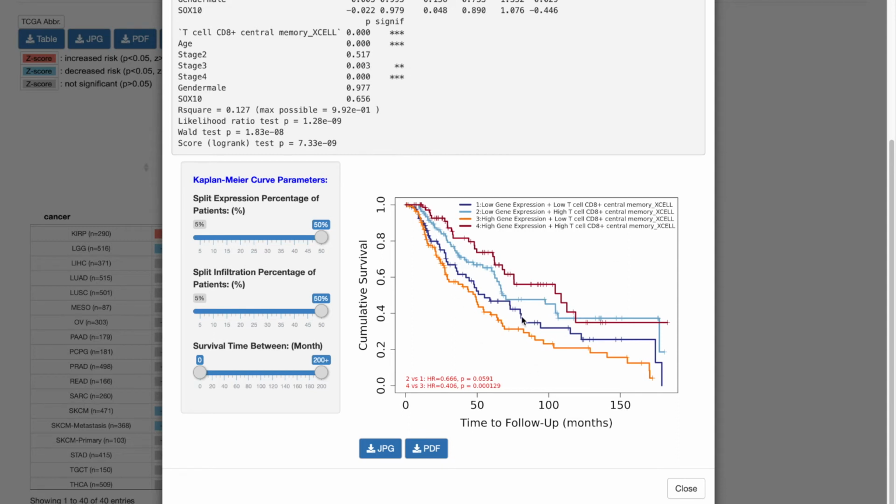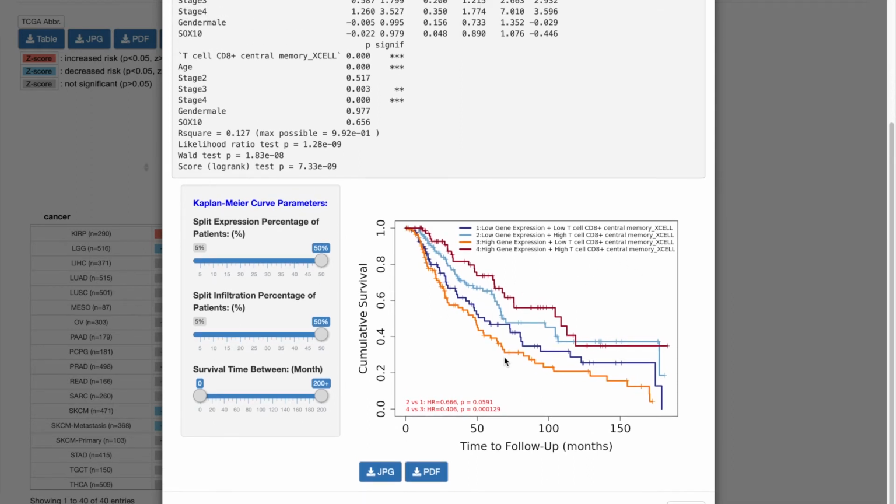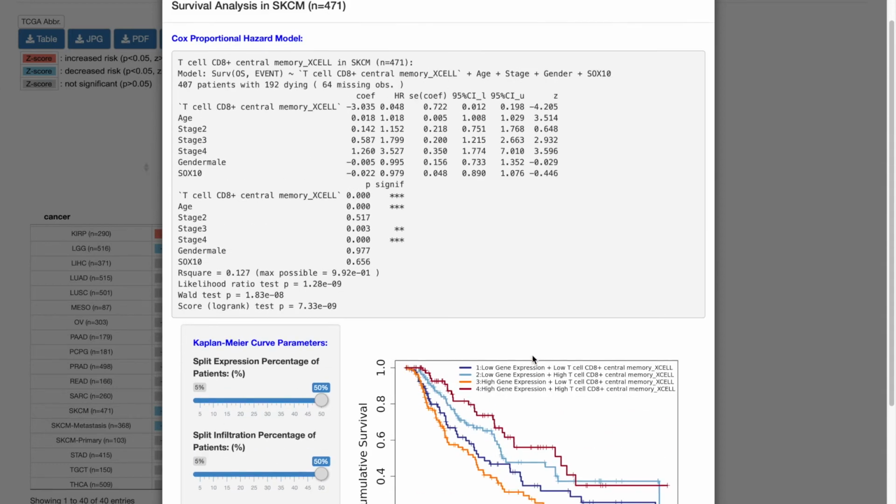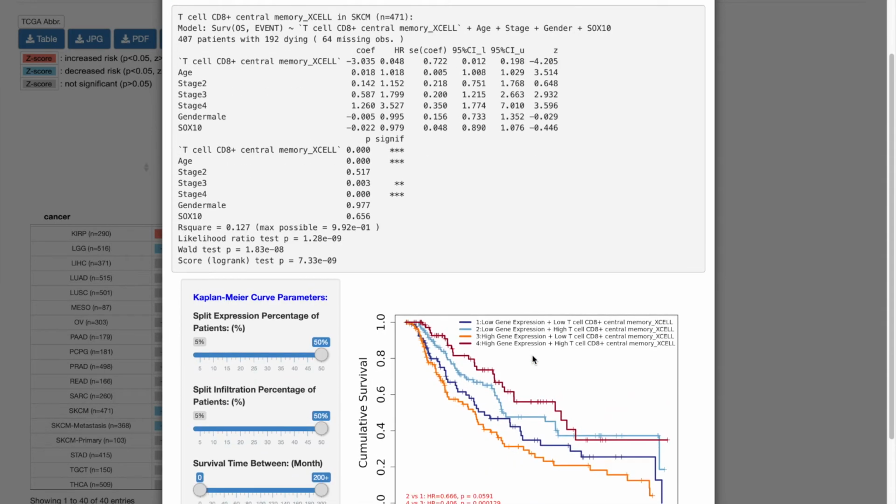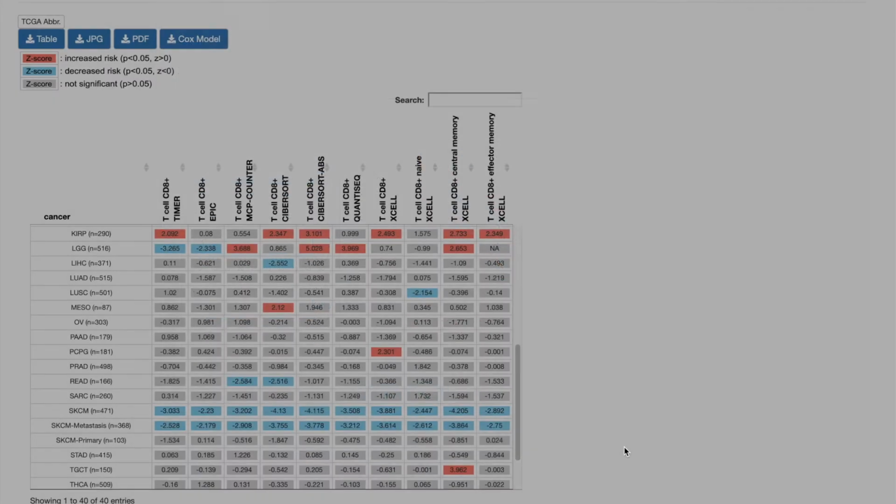So you can see from this figure, only when the SOX10 expression is high, we can see a beneficial effect of CD8 T cells on melanoma cohorts, which is consistent with the role of SOX10, because SOX10 has been reported to promote T cell mediated tumor killing. And this is how we utilize the immune outcome module in our research.